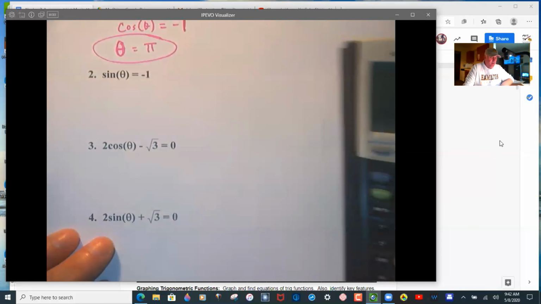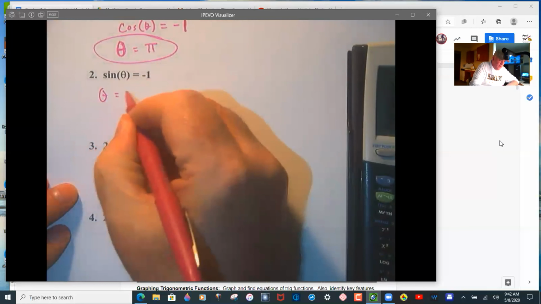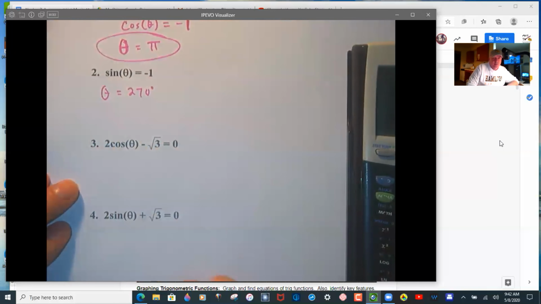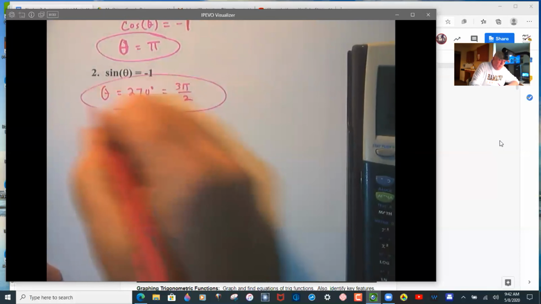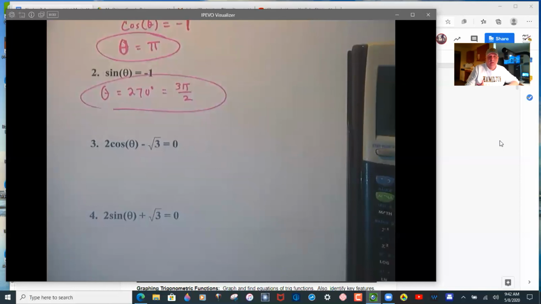There it is, 270. Write it down, and then just convert it. 270 degrees. What is that in terms of radians? Multiply by pi over 180 and reduce it. This is 3 pi over 2. I think that's the quickest way to solve ones that are unit circle related.